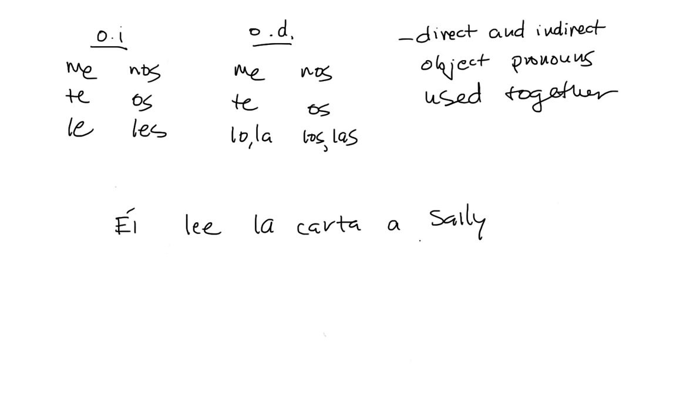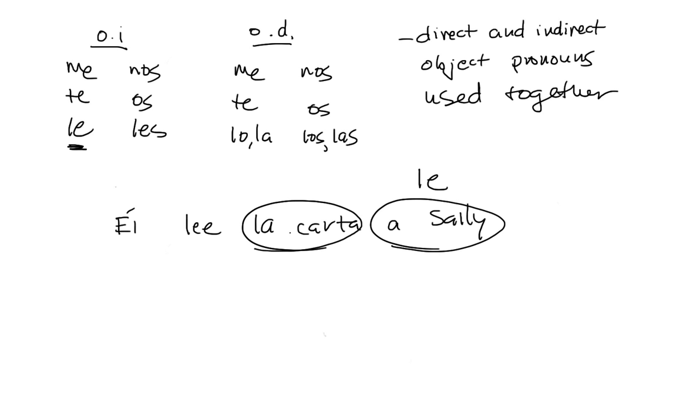Okay. The indirect object we said was Sally or a Sally, and that was replaced with le, the indirect object pronoun, right? To him, to her, for him, for her. The direct object, which answers the question what, he reads what is la carta, so that would be replaced by the direct object pronoun, that is OD, objeto directo, objeto indirecto. Objeto directo, feminine singular, that would be la. Okay, so we have these two together.